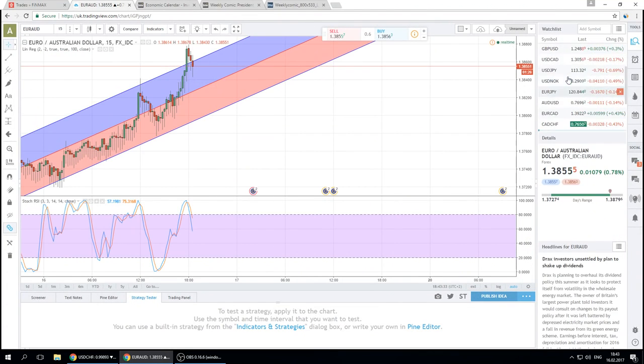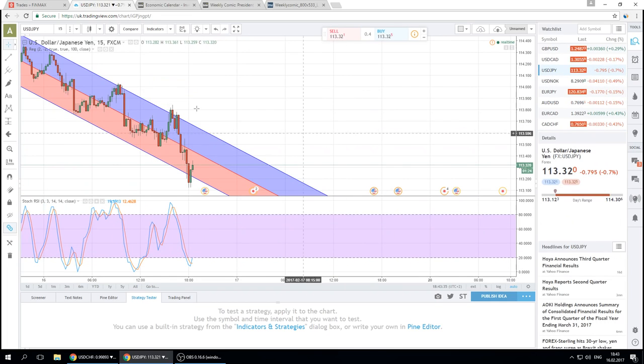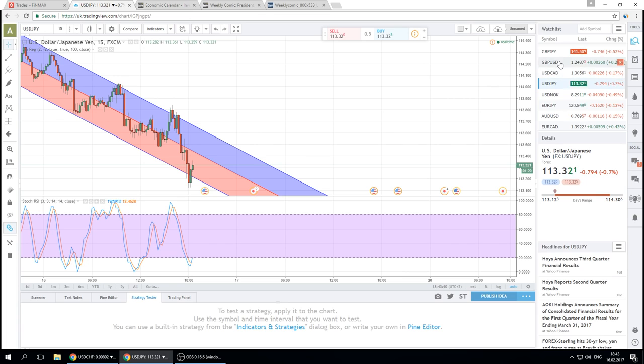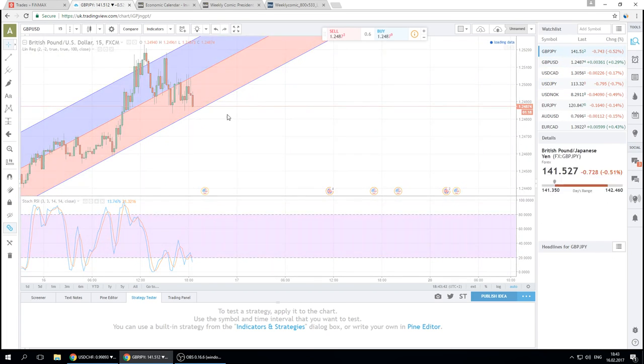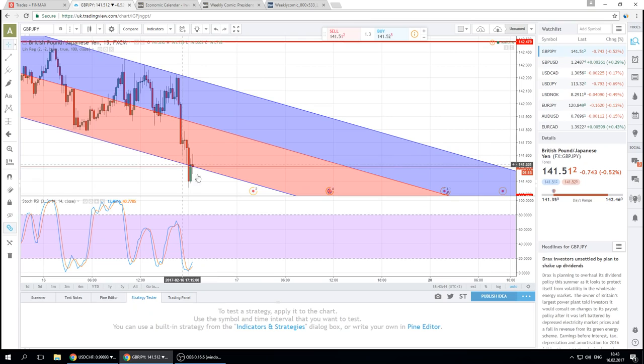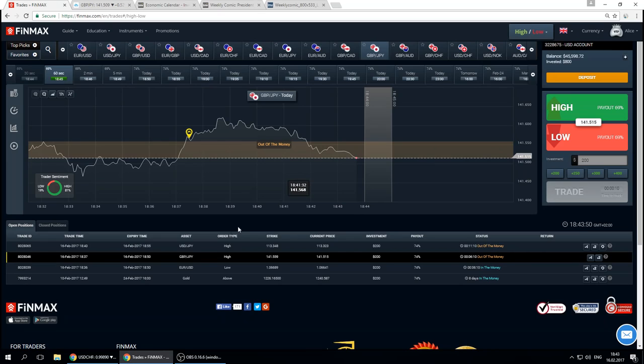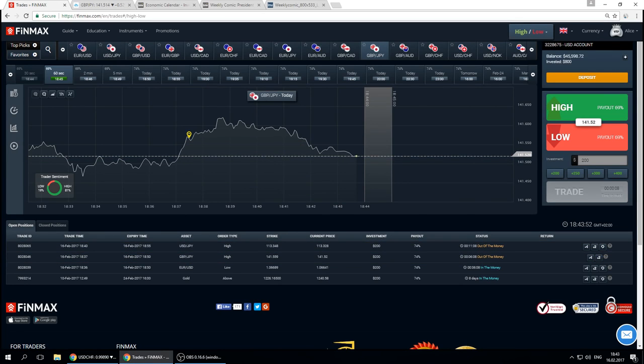So let's go back to the currency pairs that we are trading right now, USD JPY and British Pound JPY. So the trend has turned back. Let's wait to see how our trade is going to expire.